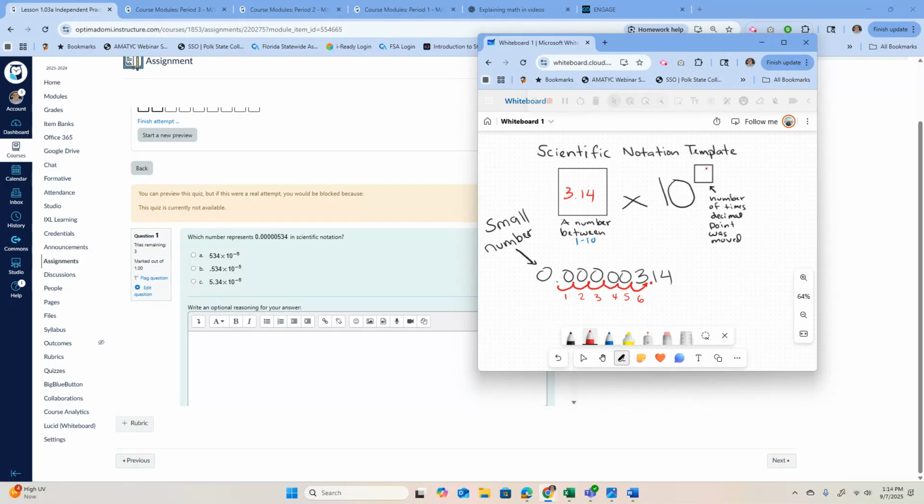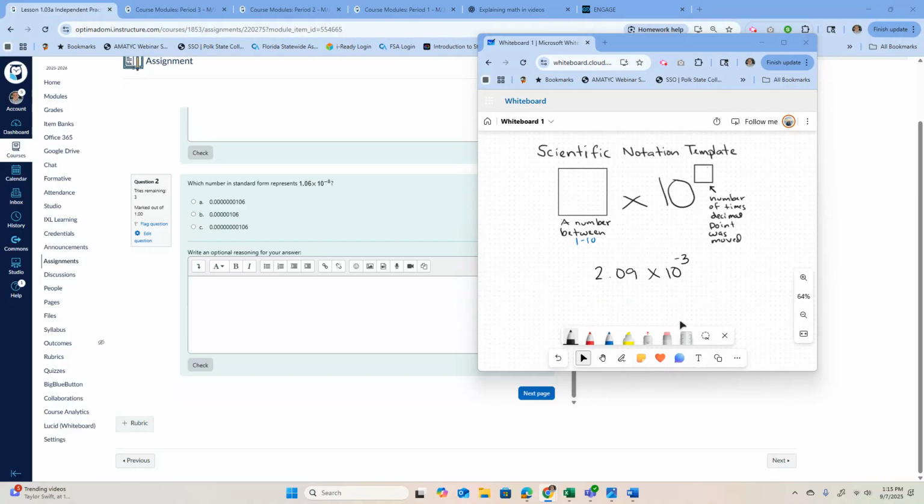and I count 6. But when the number is a small number, we write a negative exponent. Okay? Negative exponents, small number. Positive exponents, big number. And that's how you do problem number one.